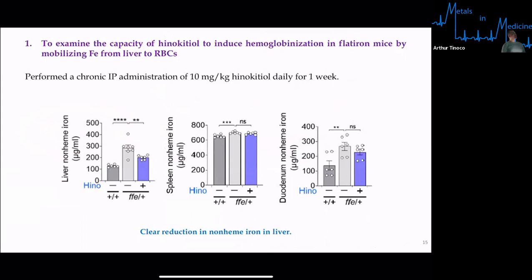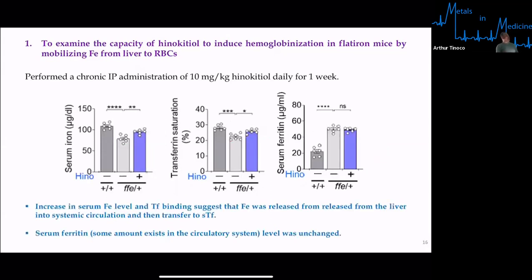All right. So then next they did a chronic IP administration. So chronic means longer term. So 10 milligrams per kilogram of the ligand daily for 1 week. All right. And so what was observed? So a very similar behavior as observed for the acute was observed for the chronic, where you have a decrease in the liver, and really not any significant decrease within the spleen and the duodenum. So still seems to retain that same pattern.